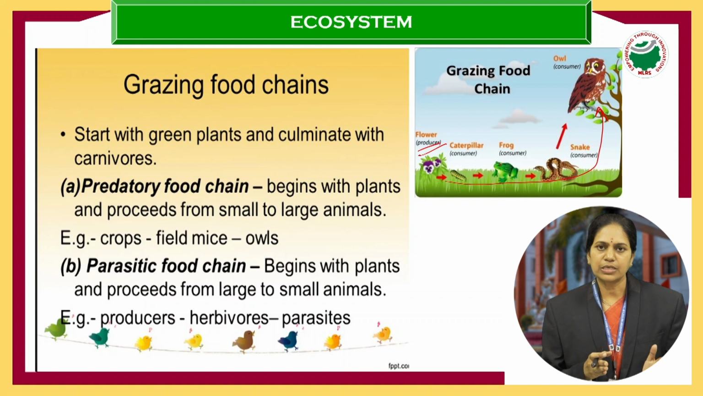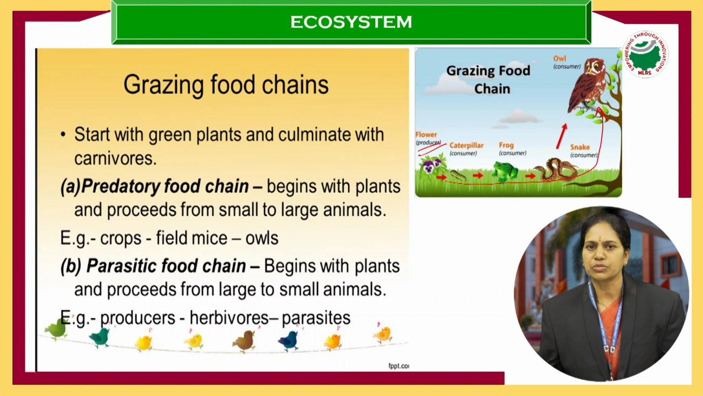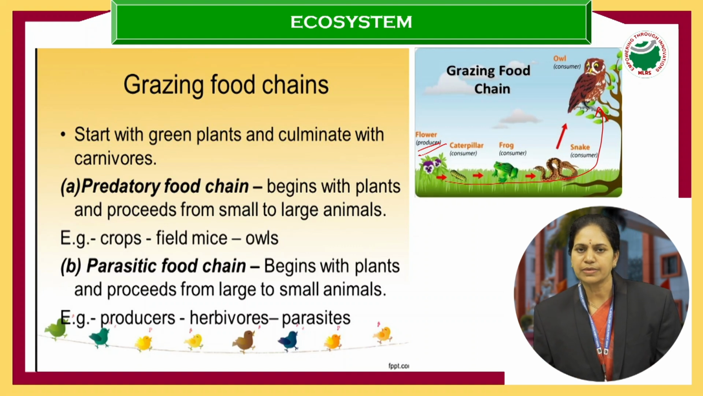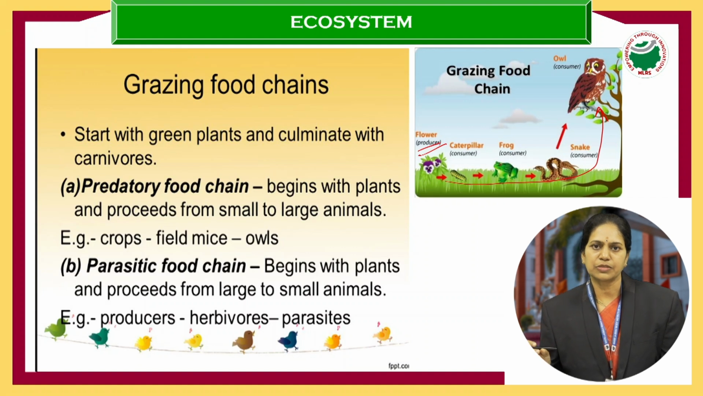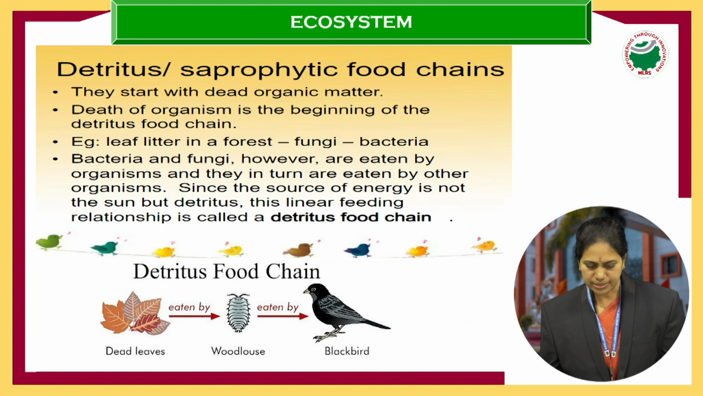So the food from one trophic level is passed into the next trophic level. And always remember, only 10% of the total energy is transferred to the next level. We call it the 10% law. Okay, this one. Next, detritus food chain.